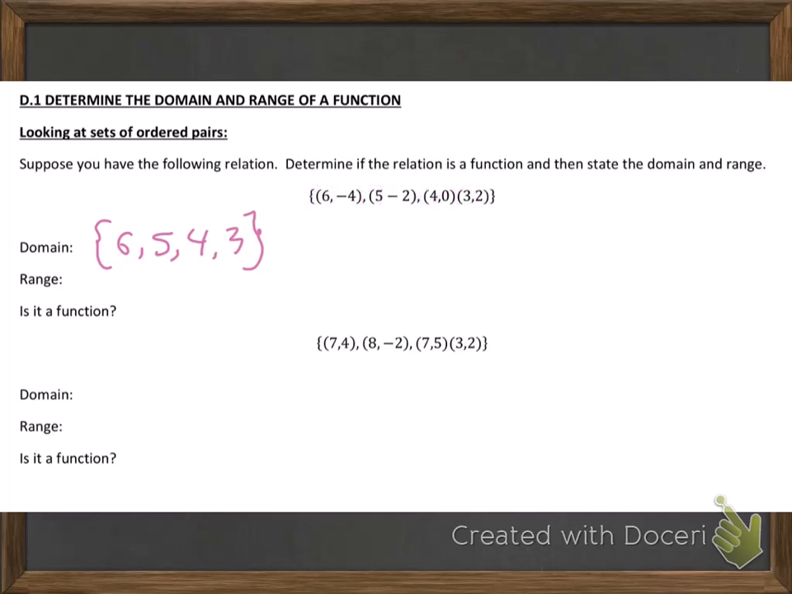Then let's look at our y values. Our y values are -4, -2, 0, and 2. So the range, the set of y values for our function, is -4, -2, 0, and 2. Now, how can we determine if this is a function? Well, remember, if any x value maps to more than one y value, then it is not a function. But here we can see that all of our x values are unique. They're all mapping to different y values. So is this a function?